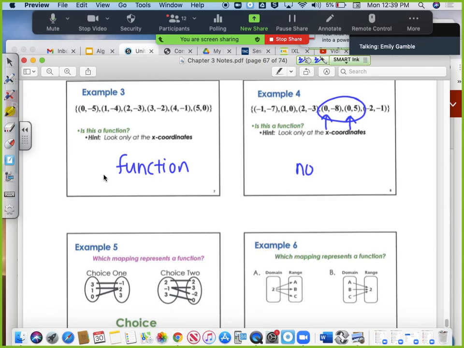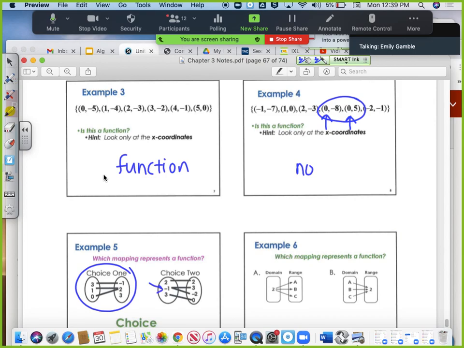Example 5. Choice 1, it says which mapping represents a function. It's 3 to -1, 1 to 2, and 0 to 2. Choice 2 is 2 to 2, -1 to 3, -1 to -2, and 3 to 0. Which one is the function? 1. Yes, the first one, because the second one, it repeats right here.